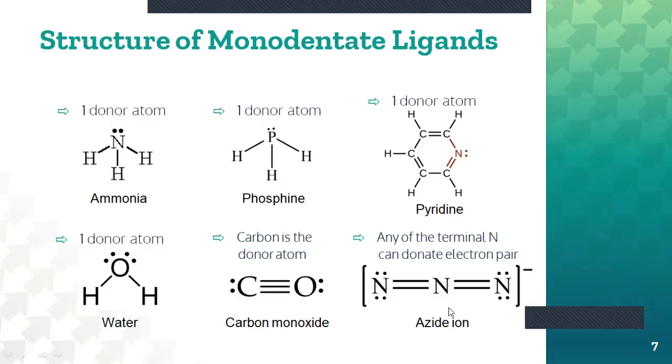Coming to the next structure, azide: either one of the two terminal nitrogen atoms can donate its electron pair.